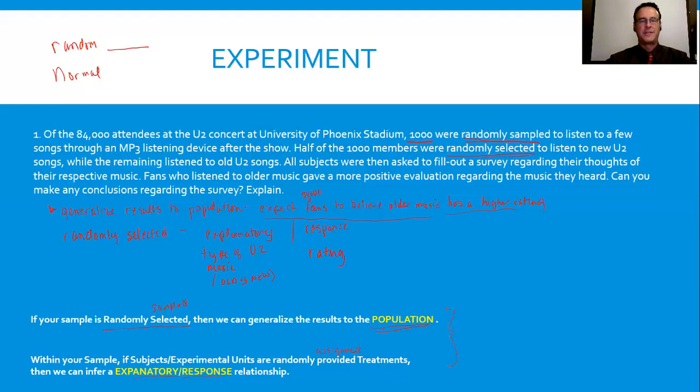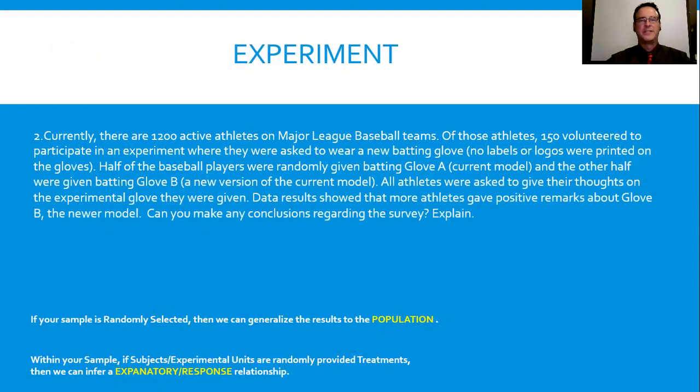All right, here I got 3 left. And here's what I got. Baseball season's kind of back in action. And it says currently there are 1,200 active athletes on Major League Baseball teams. Of those athletes, 150 volunteered to participate in an experiment where they were asked to wear a new batting glove with no labels or logos printed on the glove. Half of the baseball players were randomly given batting glove A. So I see that word randomly given. Batting glove A, which is the current model, and the other half were given glove B, a newer version of the model. All athletes were asked to give their thoughts on the experimental glove that they were given. Data results show that more athletes gave positive remarks to glove B, the newer model.